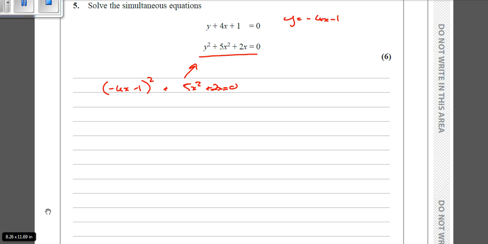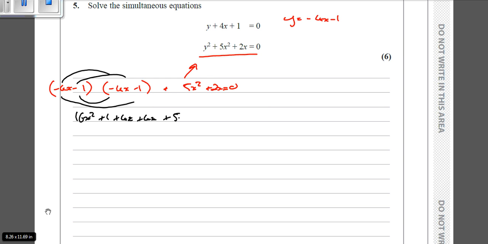Now, when you have a bracket squared, what you have to do each and every time is write the bracket out twice. So minus 4x minus 1, minus 4x minus 1, plus 5x squared plus 2x. So then, using whichever method you want to multiply out two sets of brackets, let's do this one. So minus 4x times minus 4x is going to be 16x squared. Minus 1 times minus 1 is going to be plus 1. Minus 1 times minus 4x is going to be plus 4x. Minus 4x times minus 1 is going to be plus 4x. Plus 5x squared plus 2x equals 0.